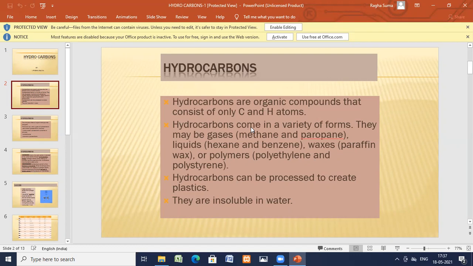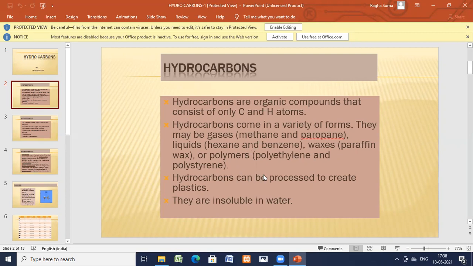Depending on their physical state, there are a variety of forms: gases, liquids, polymers. Gases we use are methane and propane; liquids are hexane and benzene; waxes, paraffin; or the polymers, polythene, you can take. All these are hydrocarbons. Polyester, generally for clothes, we keep using this polymer.